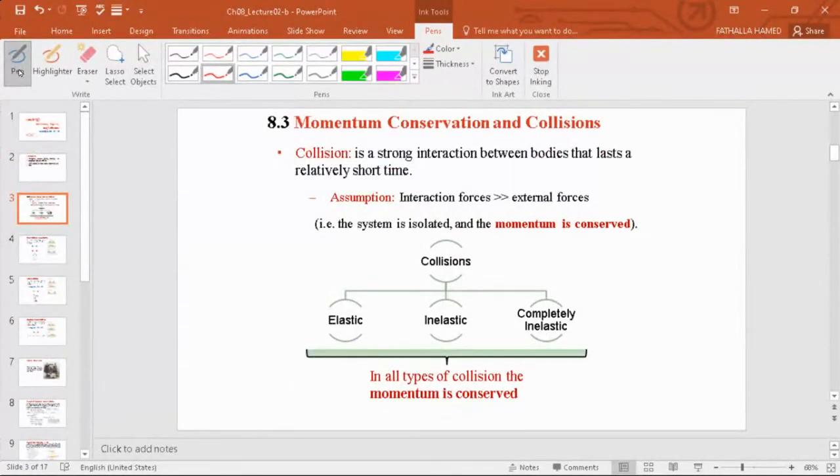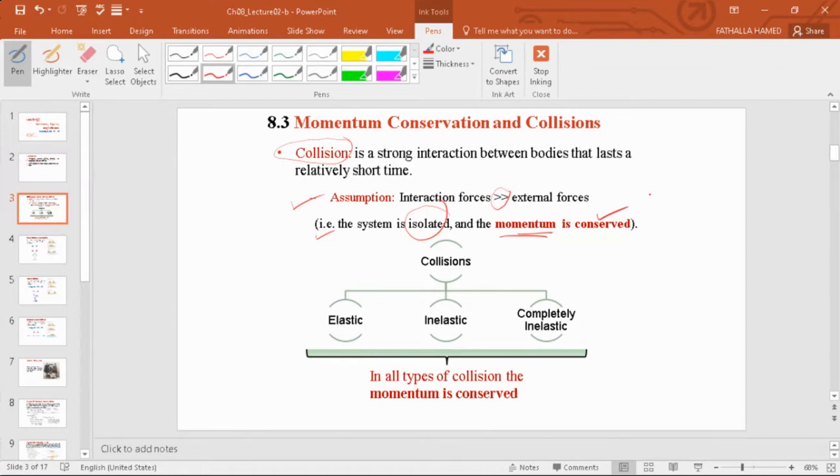Now, when we talk about linear momentum here, and we try to define a collision, a collision is a strong interaction between bodies that lasts a relatively short time. So delta T is very short. And the assumption is that the interaction forces are much, much greater than external forces, meaning that the system is isolated and the momentum is conserved. So that's how we look at collisions.